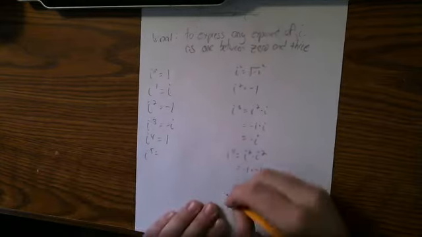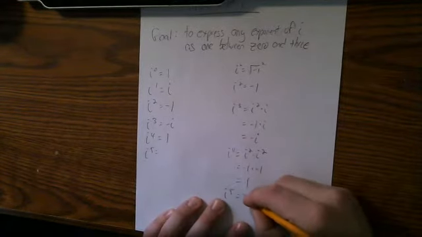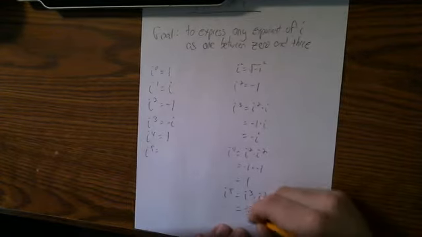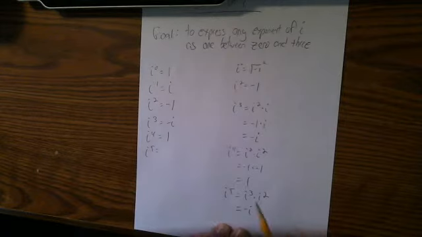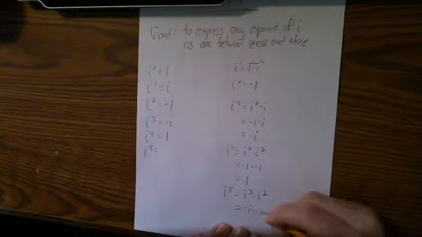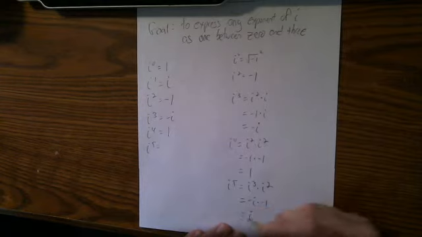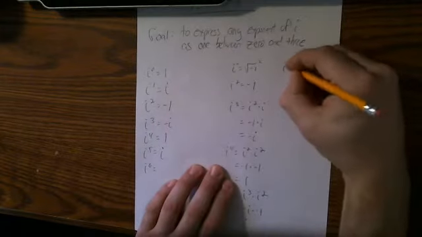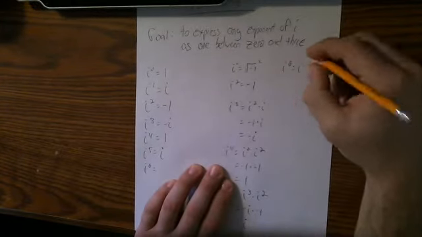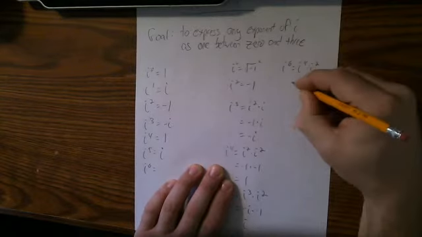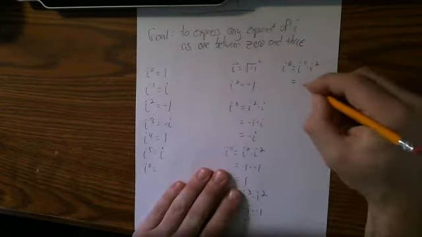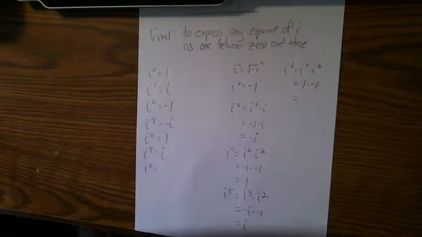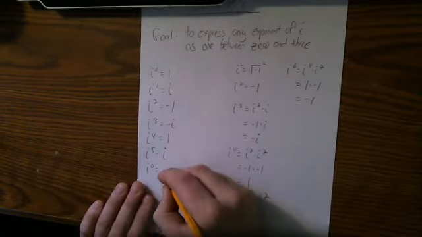Let's figure out i to the fifth. i to the fifth I could express as i to the third times i squared. i to the third I know is -i. That's over here already. And i squared I know is -1. And -i times -1 is +i. Let's figure out i to the sixth. i to the sixth I can express as i to the fourth times i squared. i to the fourth is 1. And i squared is -1. Therefore, 1 times -1 is -1.